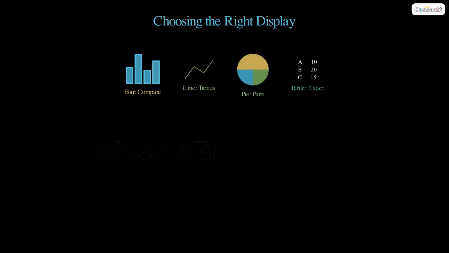Bar charts compare quantities. Line graphs show change over time. Pie charts show parts of a whole. Tables give us exact values. Choose the right tool for the job.